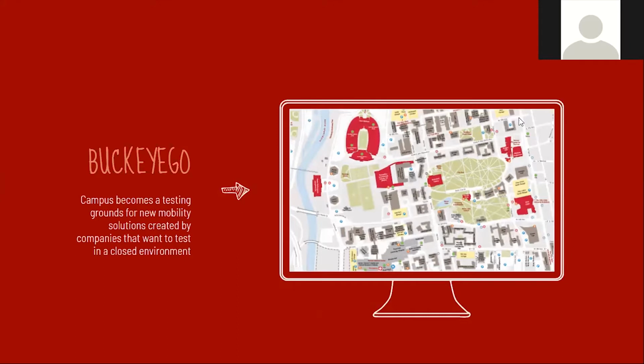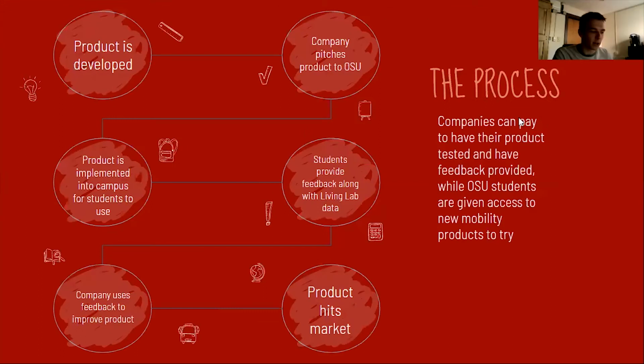This allows for a closed environment, and the products will be programmed so that they will not be able to leave campus. It will allow for innovation as companies are able to receive instant feedback on products before hitting the market. Here's a bit about how BuckeyeGO works.